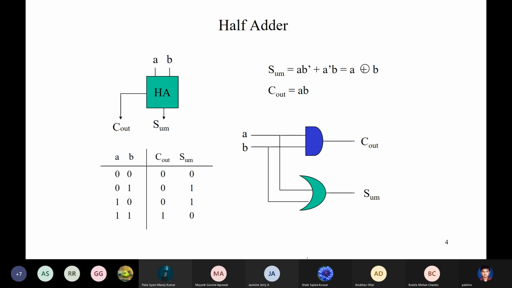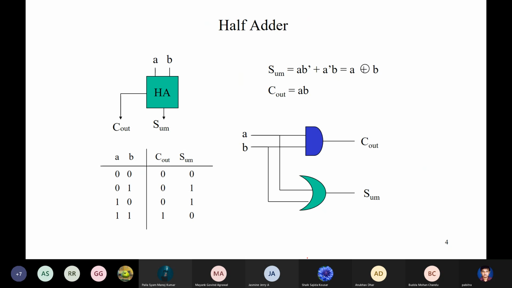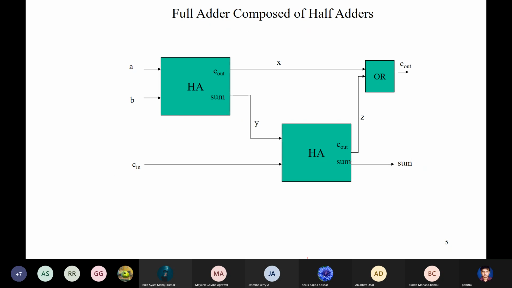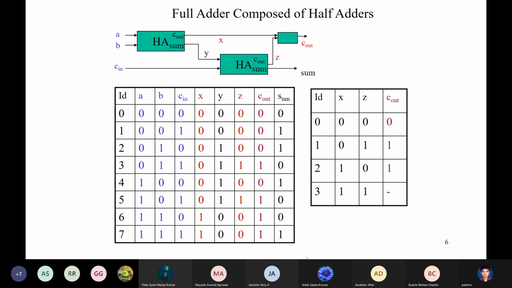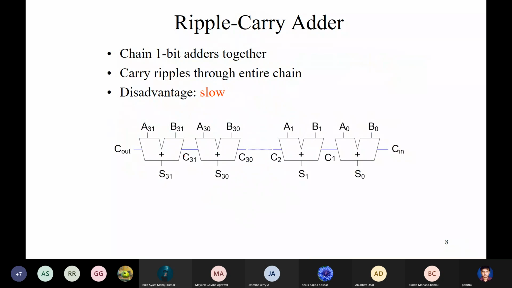I'm not going into the circuit of a half adder or a full adder. You can just have a simple circuit for a half adder and then combine them into a full adder. But since each of these are only single bit adders, you want to cascade them so that you get a multi-bit adder. The simplest way to cascade them is like this.